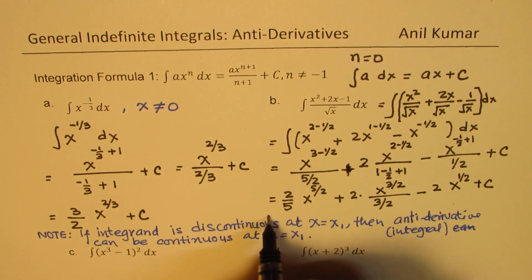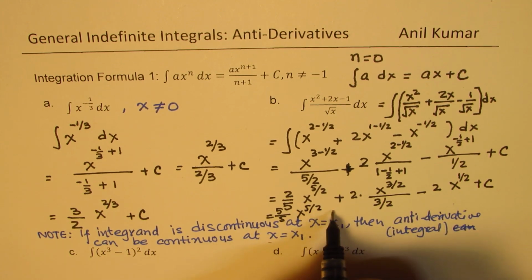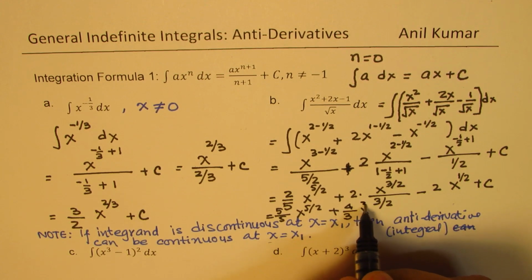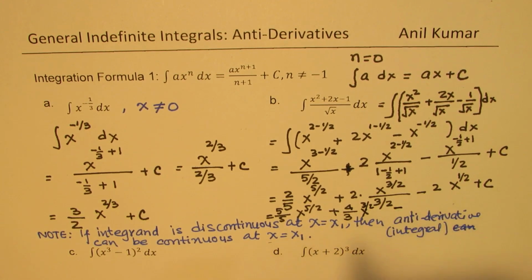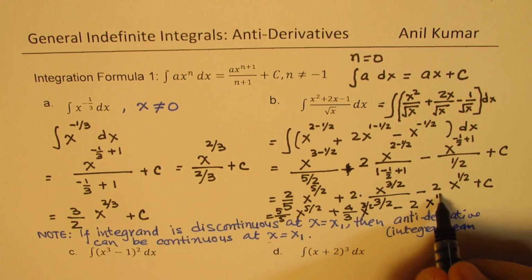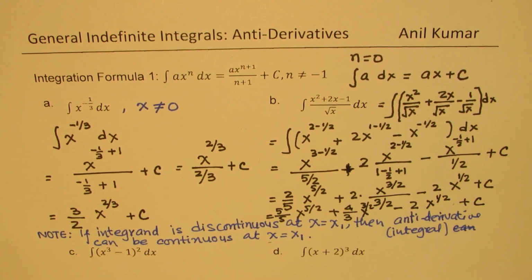So let me squeeze in our final result as 2 over 5 x to the power of 5 over 2 plus, now this 2 goes in the numerator, so we get 4 over 3 x to the power of 3 over 2, minus 2. You could write square root of x also, x to the power of half. I'll leave it as such for now. Clear? So that is how you have to use this rule and find the integral.